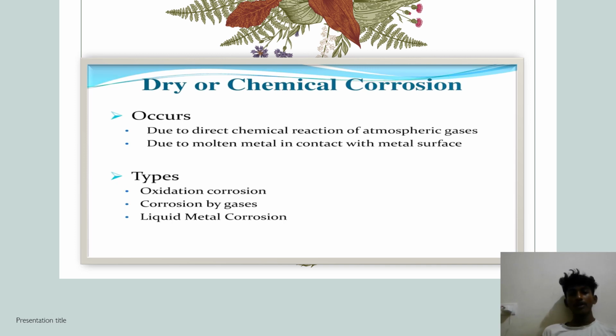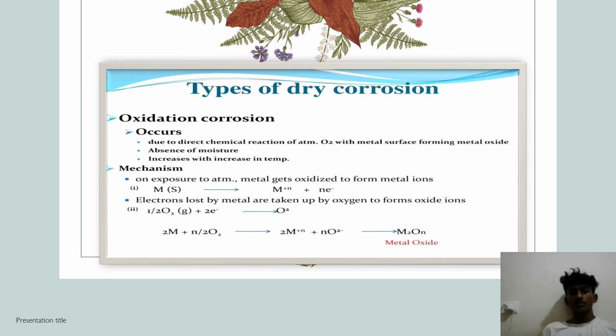Chemical corrosion occurs due to direct chemical reaction of atmospheric gas or molten metal in contact with the metal surface. Types: oxidation corrosion, corrosion by other gases, and liquid metal corrosion. Types of dry corrosion. Oxidation corrosion occurs due to the direct chemical reaction of atmospheric O2 with the metal surface, forming metal oxide, in the absence of moisture.